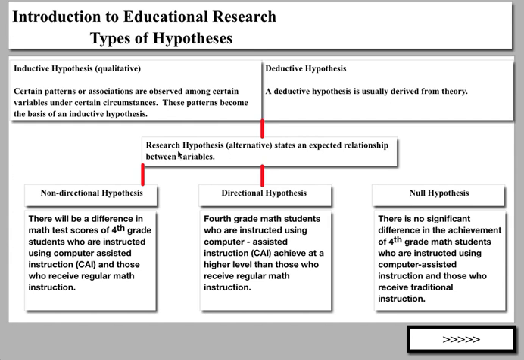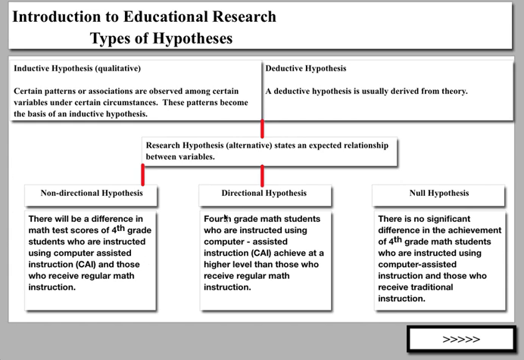In terms of research hypotheses, they can be non-directional or directional. A non-directional hypothesis states a relationship, but it doesn't indicate any direction in that relationship. So here's an example. There will be a difference in math test scores of fourth grade students who are instructed using computer-assisted instruction and those who receive regular instruction. So this hypothesis is non-directional. It's saying there'll be a difference, but it's not indicating whether the difference will be an increase or a decrease in scores or whatever it is they're measuring.